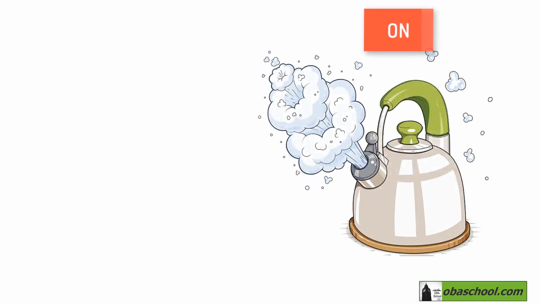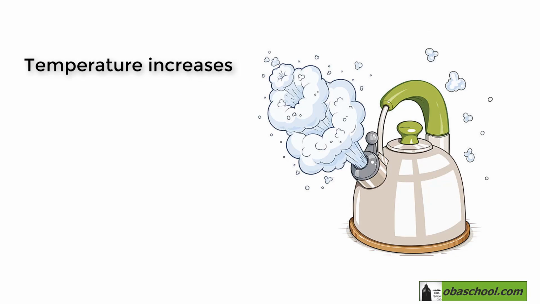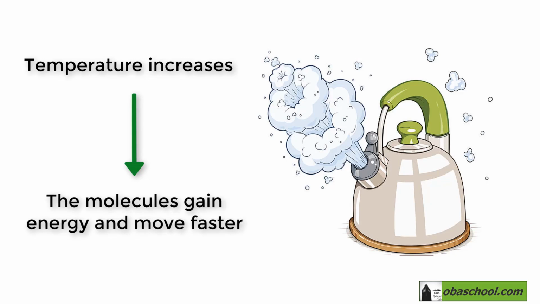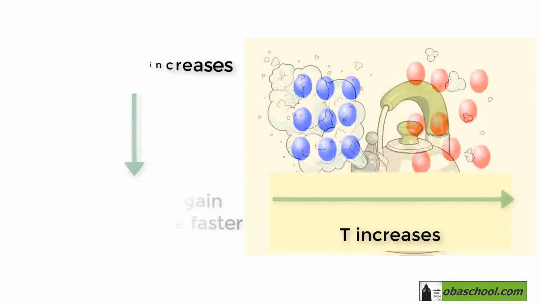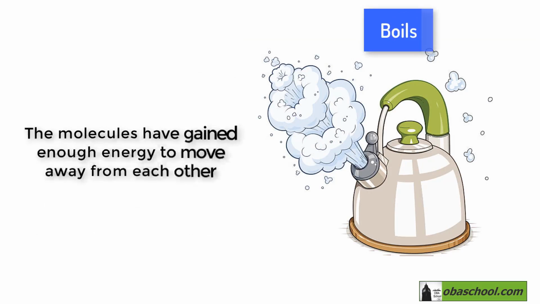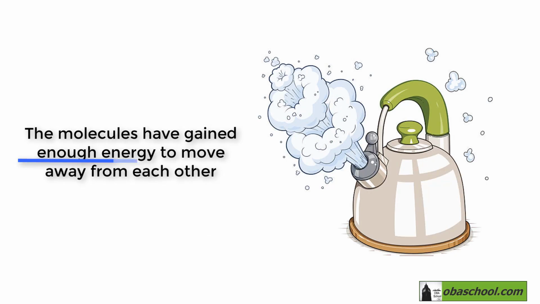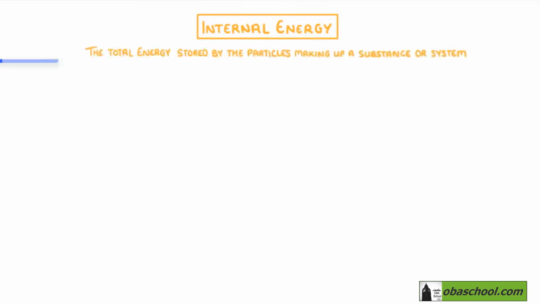When you switch a kettle on, the temperature of the water in the kettle increases until the water boils. The molecules or particles in the water gain energy and move faster as the temperature of the water increases. When the water boils, it means that the molecules have gained enough energy to move away from each other, so the water can turn into steam.